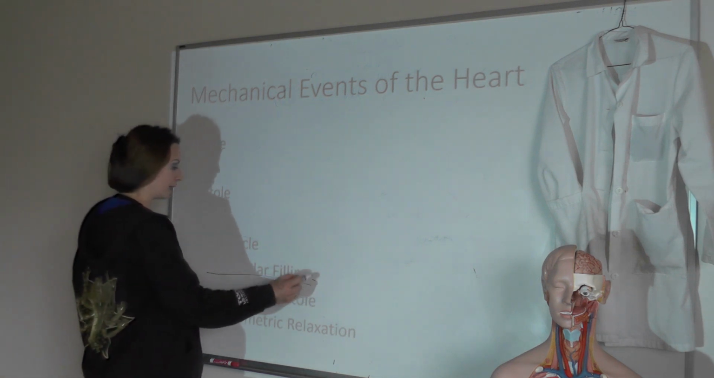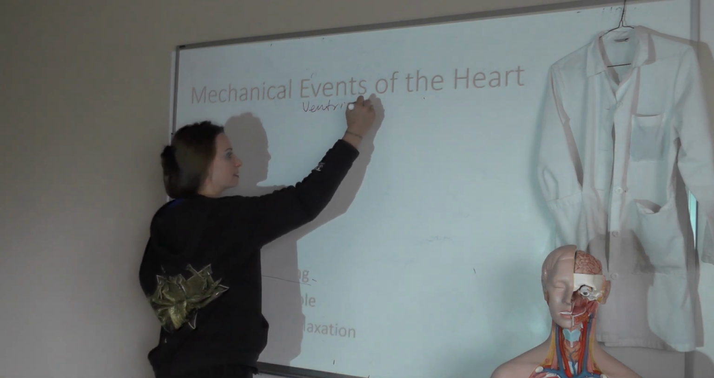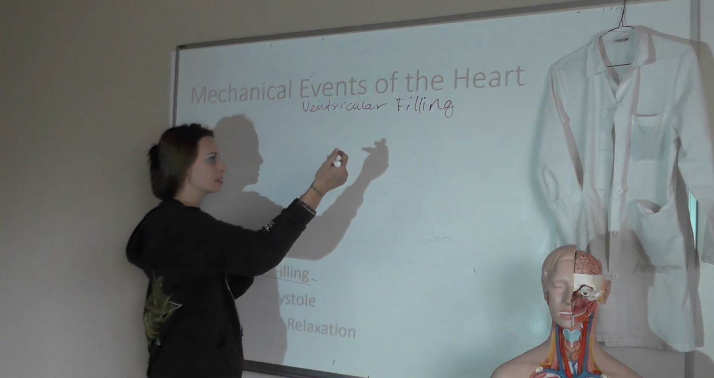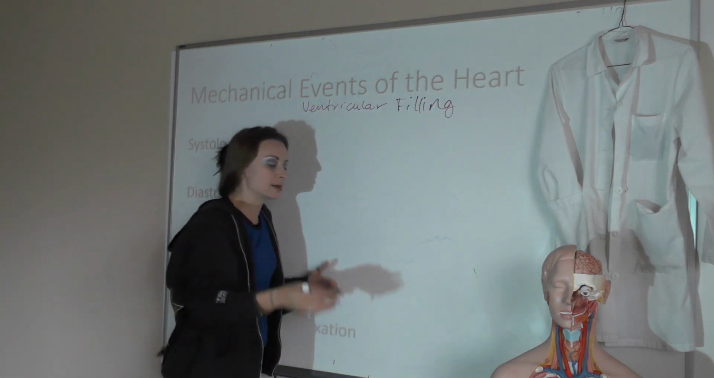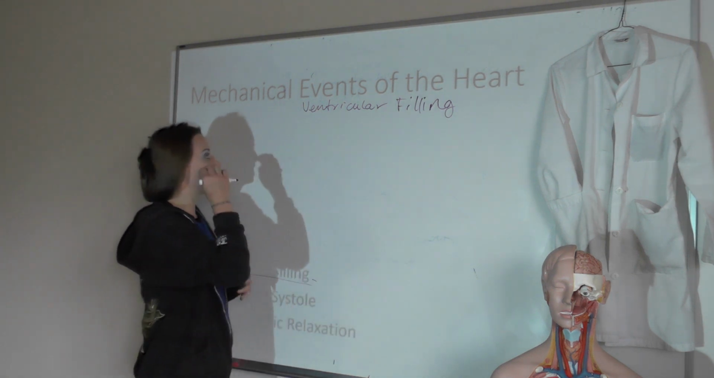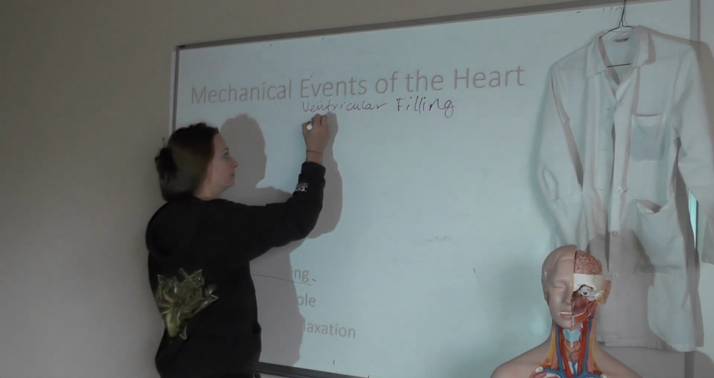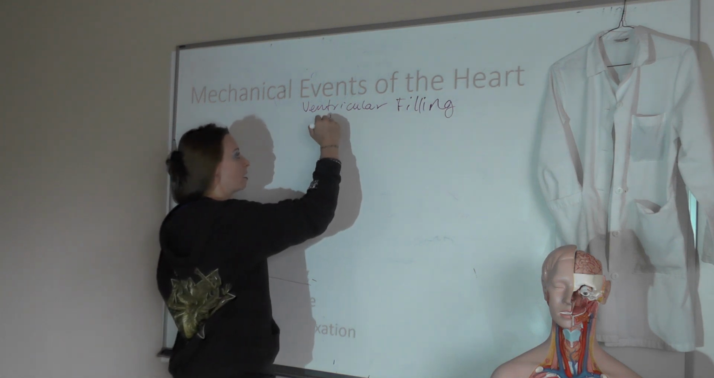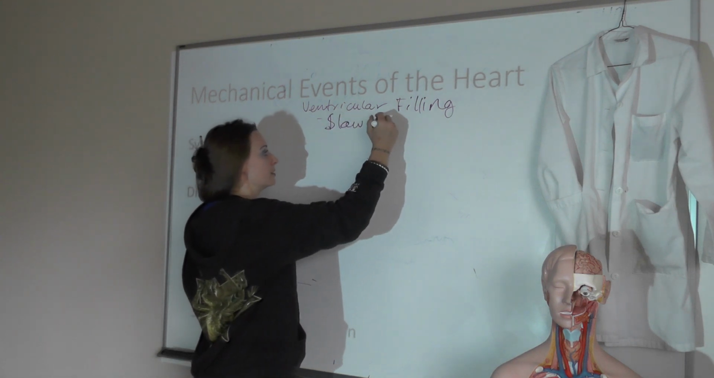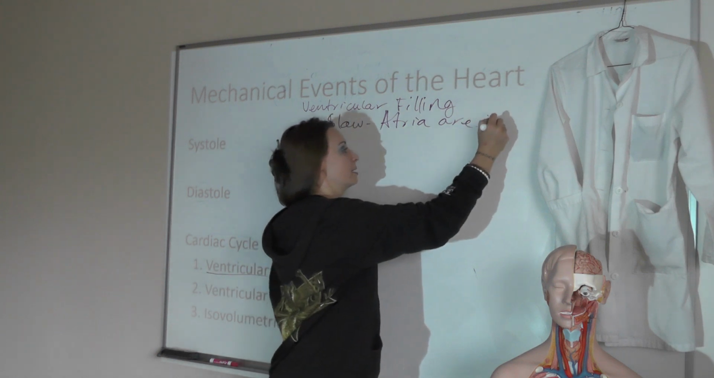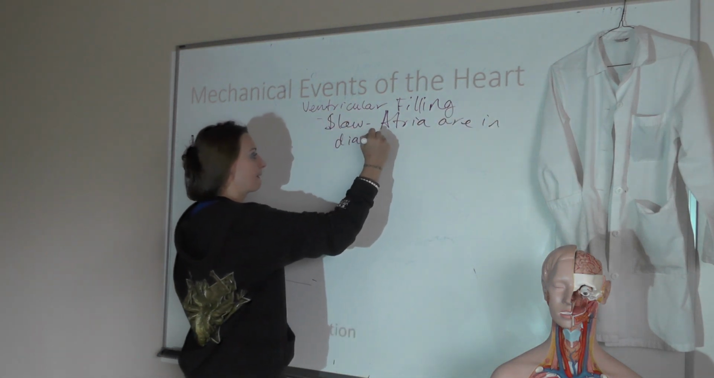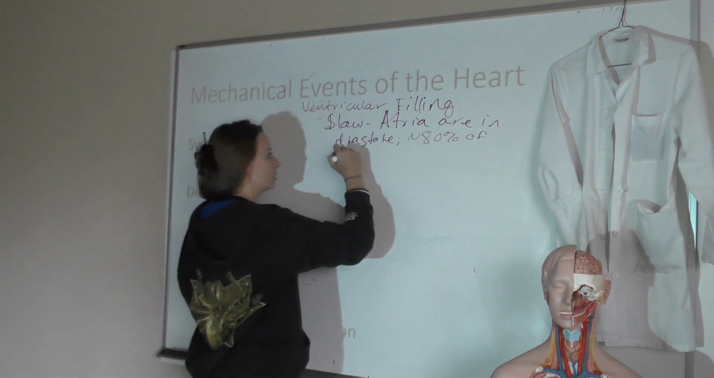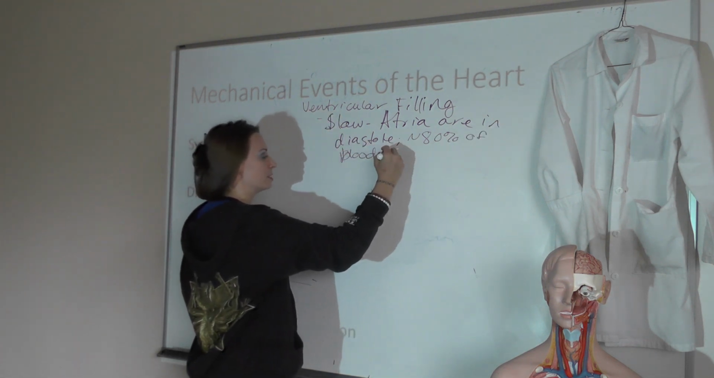So in ventricular filling, in our first part we've got slow or passive filling, when our atria are relaxed, our ventricles are relaxed, the AV valves are open because enough blood has returned to the heart that pushed them open, and our semilunar valves are still closed. So during this slow filling, our atria are in diastole. About 80% of blood passively flows through to the ventricles.